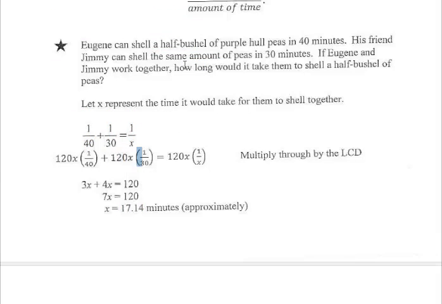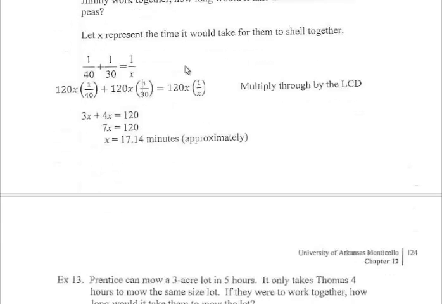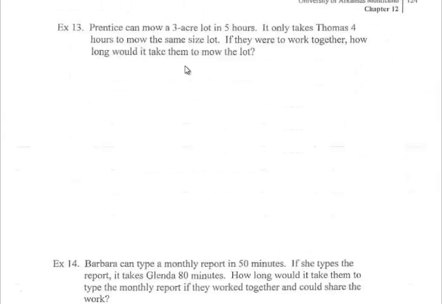So let's scroll down and work a few of them ourselves. Example 13 says Prentice can mow a 3-acre lot in 5 hours. It only takes Thomas 4 hours to mow the same size lot. If they were working together, how long would it take them to mow the lot? So we have the rate of Prentice plus the rate of Thomas, and we set that equal to the rate working together.